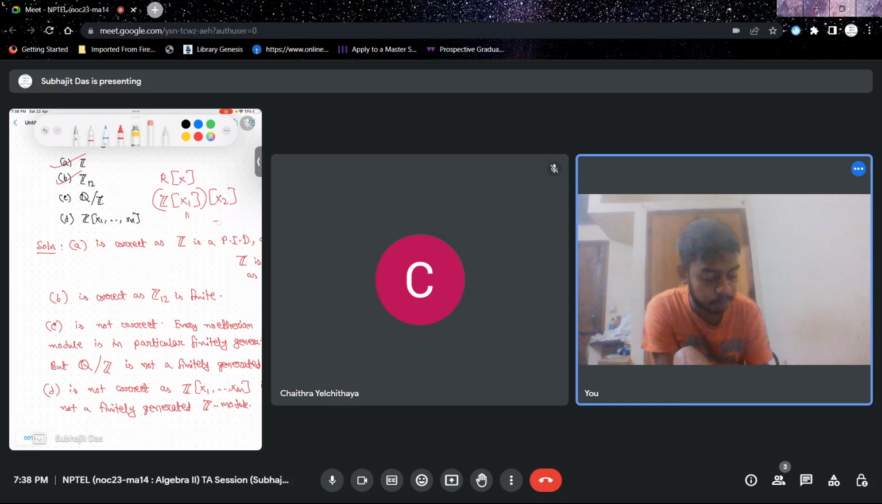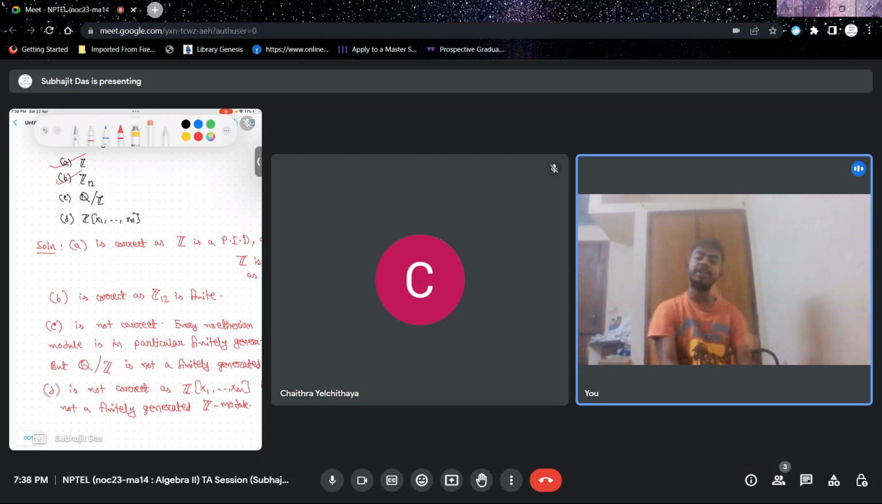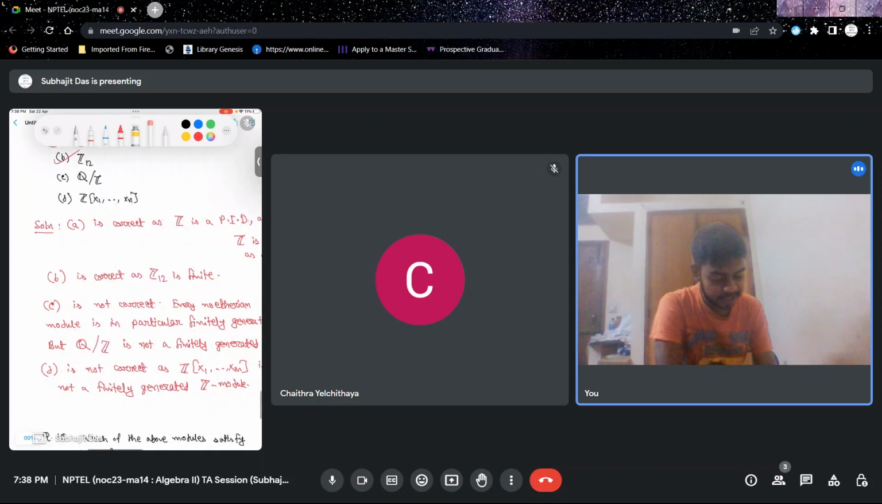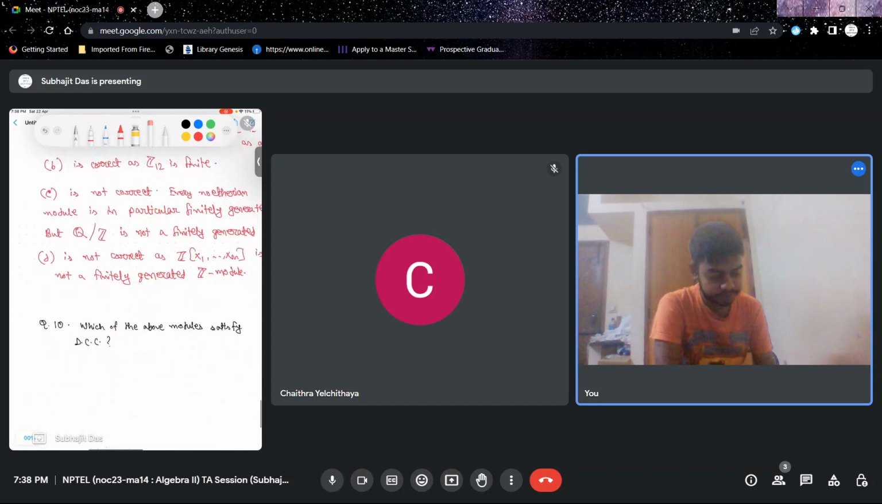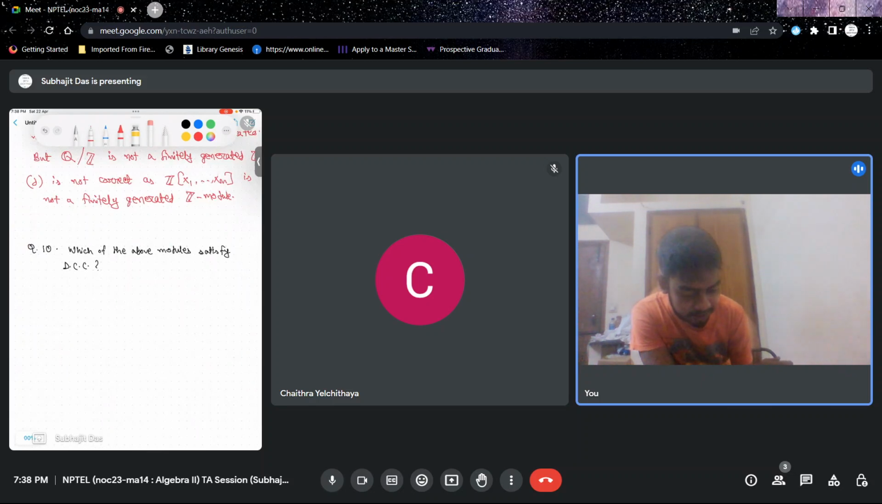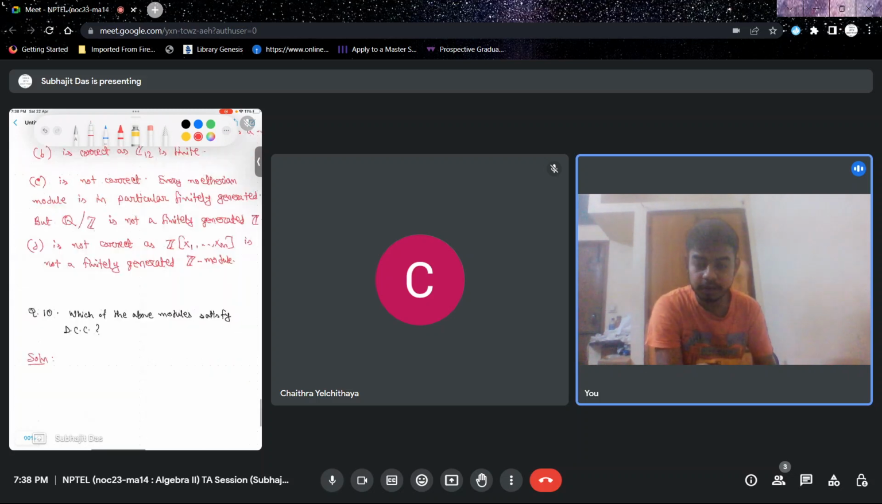So this polynomial ring in n variables is Noetherian as a ring, but not Noetherian as a Z module. It's Noetherian as a module over itself, but not Noetherian as a module over Z. Okay, so A and B are correct, C and D are not correct. And the final question is of course the dual version of this. We need to find out which of the above modules satisfy DCC.